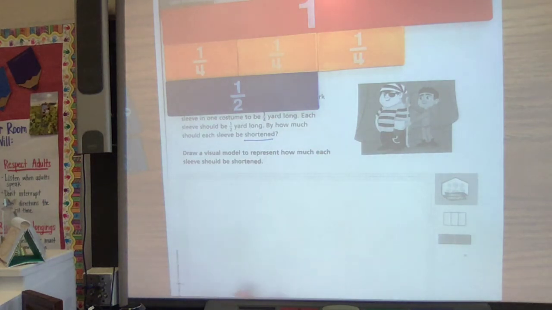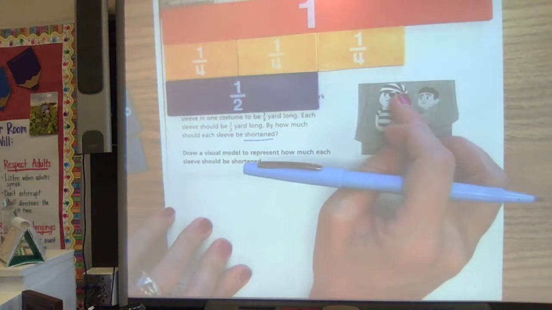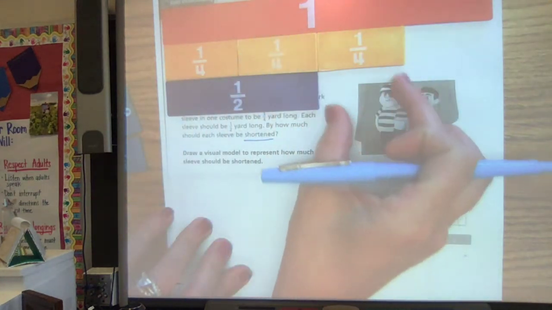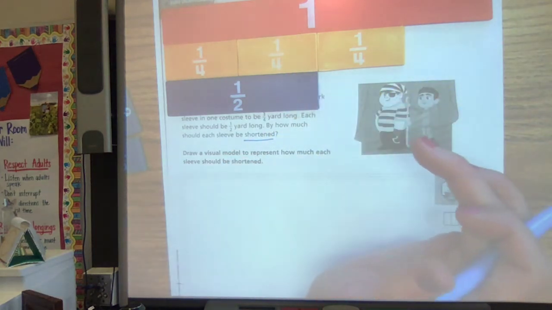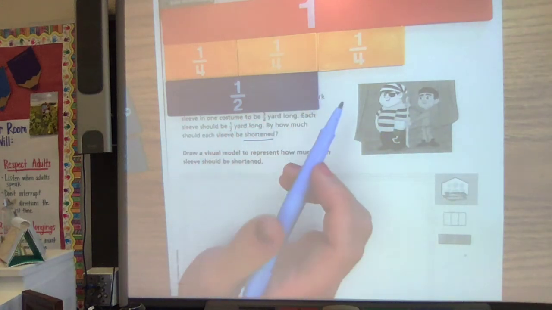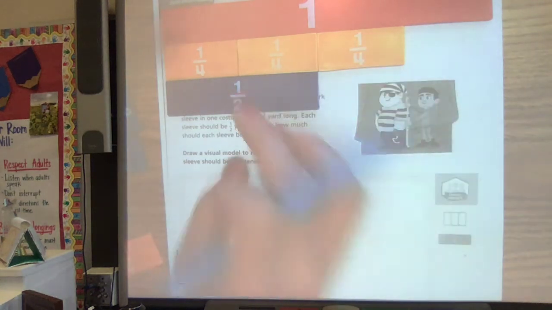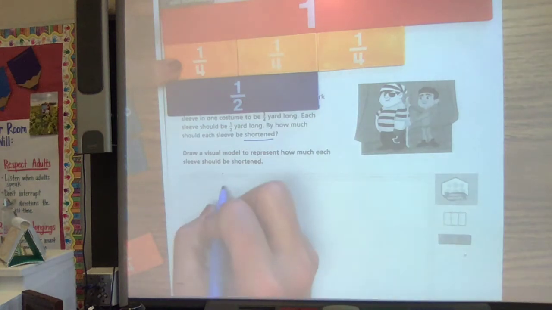So it says, how much should it be shortened? We're trying to figure out what goes right here in this empty space. What is the difference here? What is the difference in 3/4 and a 1/2? What is this portion? So when we're thinking of halves and fourths, there could be several things that you think of that they have in common. Just like we said, what you can see here is that 1/2 is equivalent to 2/4.